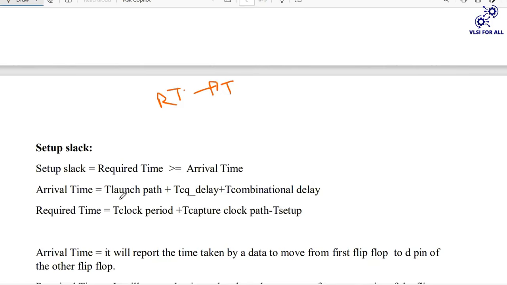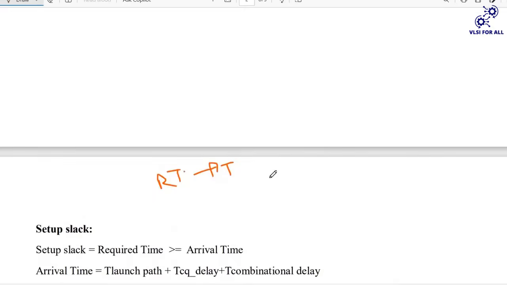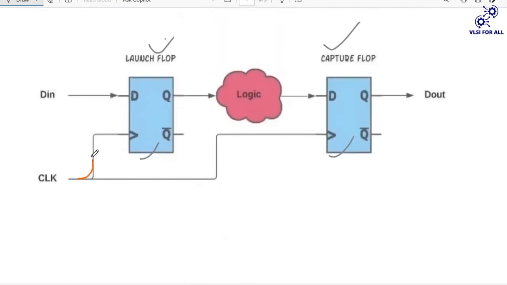What does arrival time contain? Arrival time is T launch path, TCQ delay, and T combinational delay. T launch path is from here to here. TCQ delay is from here to here. T combinational delay is from here to here. So here is the combinational delay.